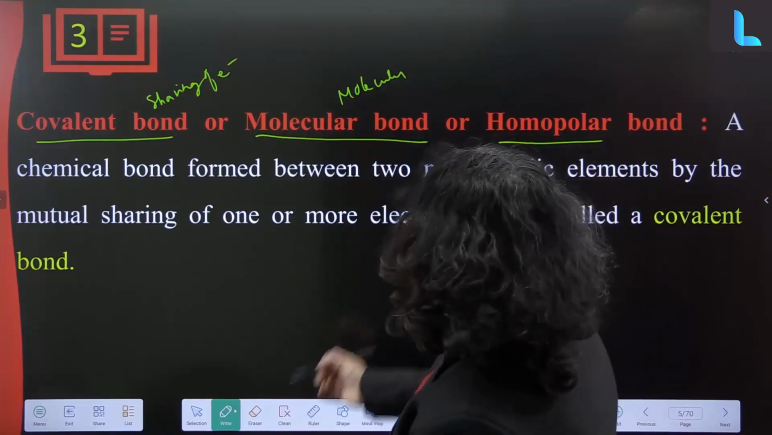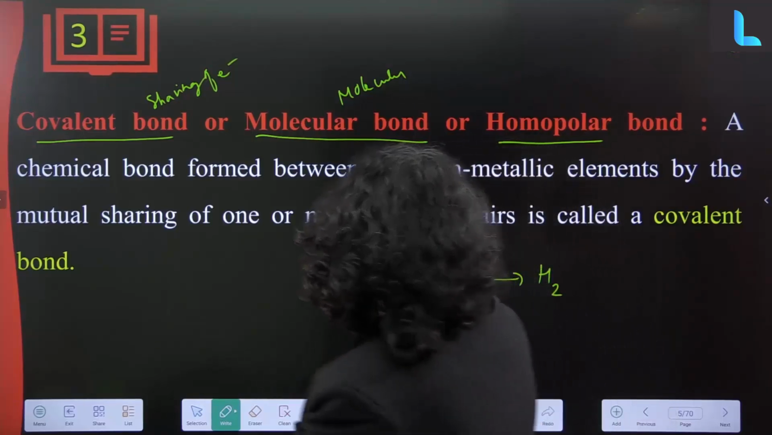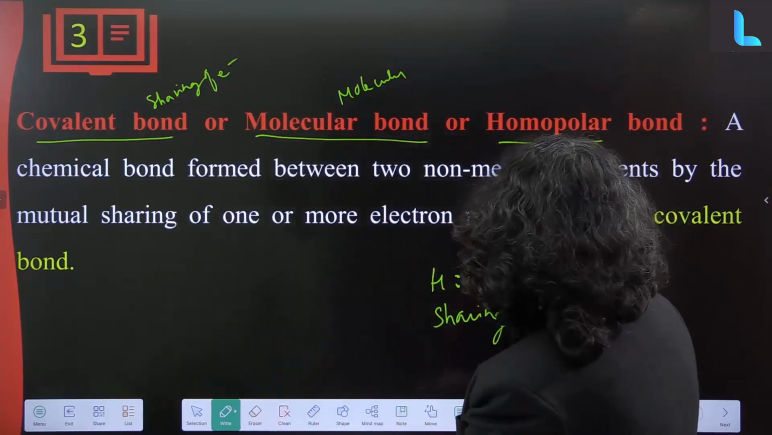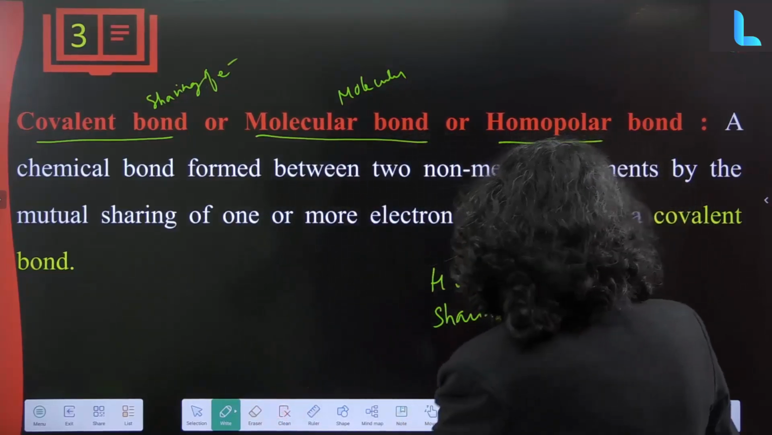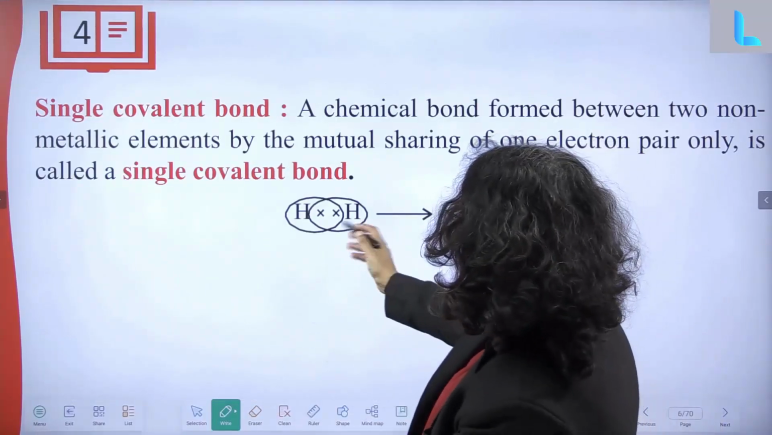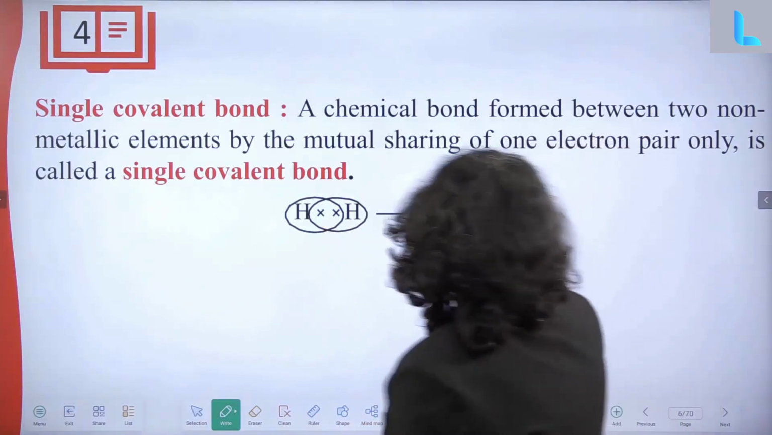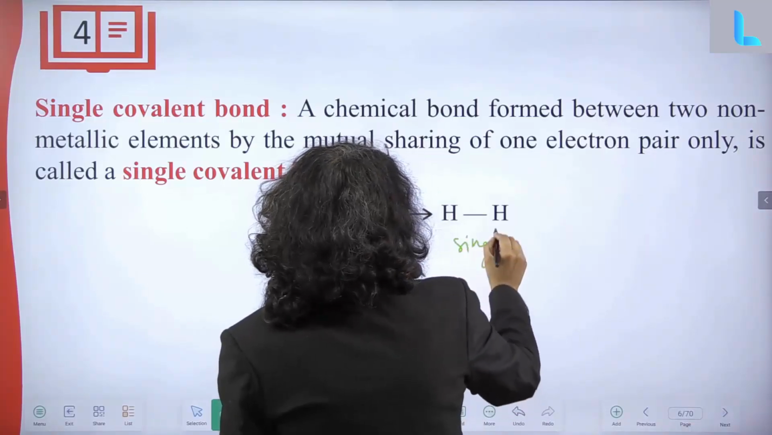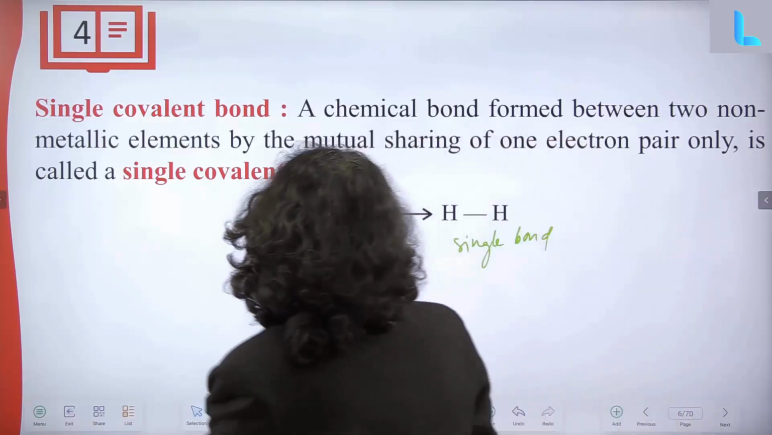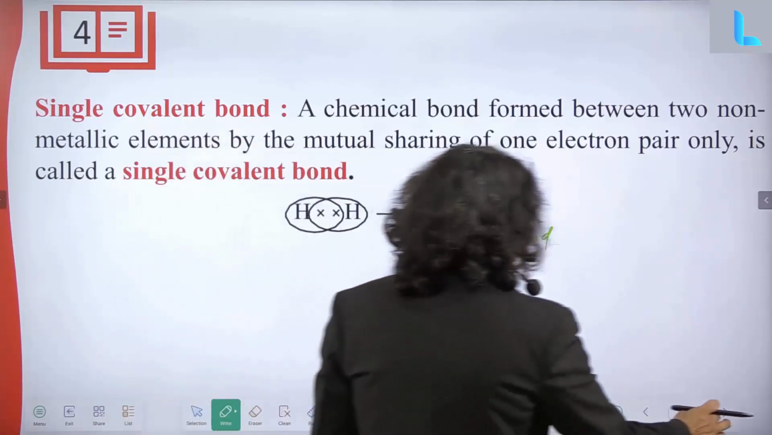So a chemical bond formed by two non-metallic elements, for example both hydrogens are non-metallic, by the mutual sharing of one or more electron pairs, is called a covalent bond. Let us see how a single covalent bond forms. When one pair of electrons is shared, the bond formed is a single covalent bond. Only a single bond is obtained between them. So a single covalent bond is a chemical bond formed between two non-metallic elements by mutual sharing of one electron pair only.